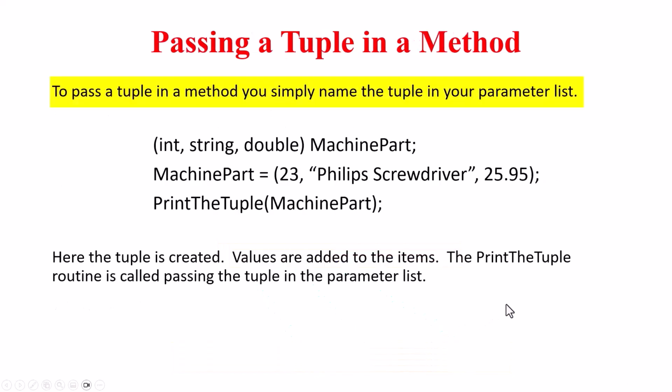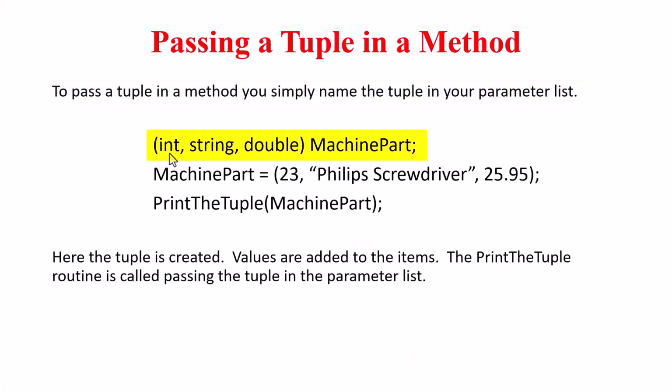You can pass a tuple in a method. Here's where we're describing our tuple: int, string, double is sitting right over here. It's called machine part, and then we're assigning pieces to it. Machine part equals 23, Phillips screwdriver, 25.95. If we want to print the machine part, we simply print the tuple machine part. PrintTheTuple is a method that I might have created, you might have created, anybody might create, and it's going to be passed the tuple, the machine part, in here. So the tuple is created, values are added to the item, the PrintTheTuple routine is called, and it's called passing the tuple to a parameter list.